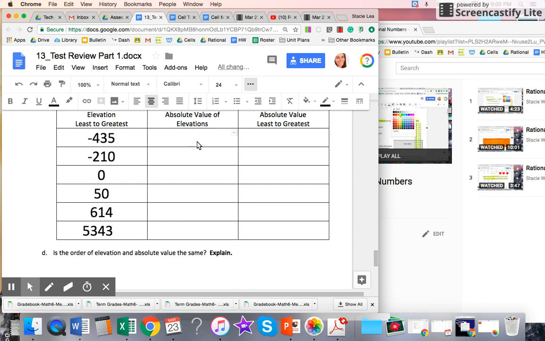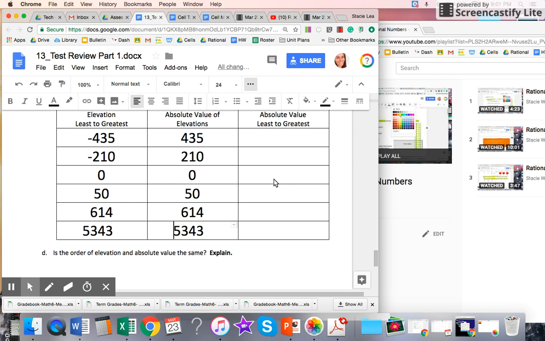So now I've got to get the absolute value. Okay, fair enough. Absolute value is distance from 0, so negative 435 is just 435. 210. 0. Notice my negative numbers don't change because absolute value or distance is always positive. No matter if I walk forward or backwards, I'm still walking the same distance. Distance is always positive.